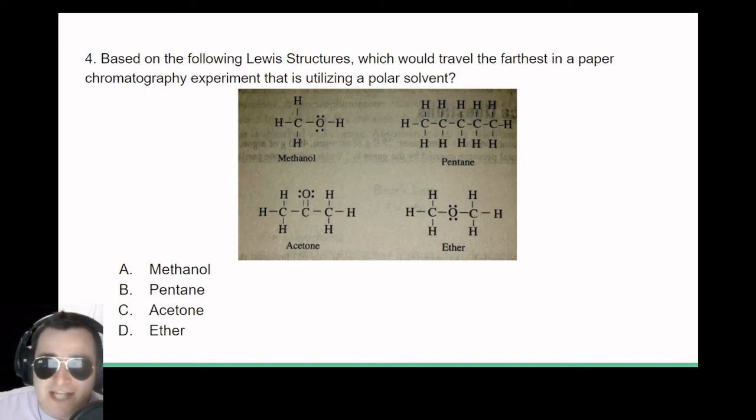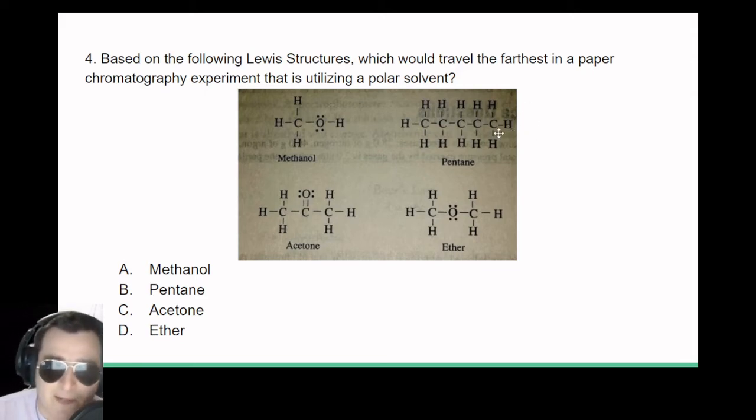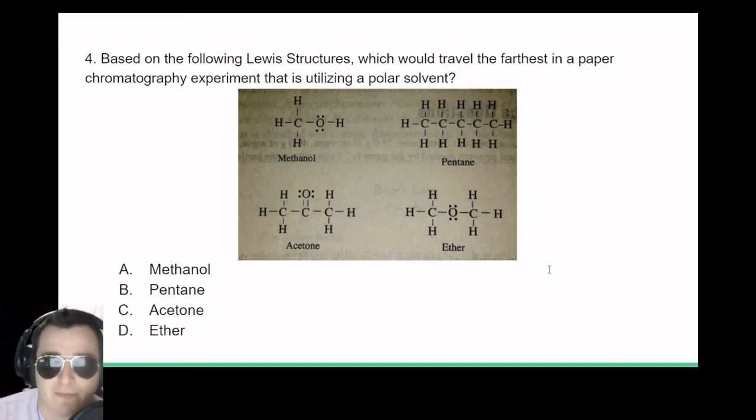Utilizing a polar solvent, which means I'm looking for something that is polar to be attracted to it. If we're looking at pentane, perfectly symmetrical. Just a hydrocarbon molecule. Nothing polar about it. Not going to be pentane. If I'm looking at ether, this O smack in the middle makes it look really cool. But once again, perfectly symmetrical. It is a non-polar molecule.